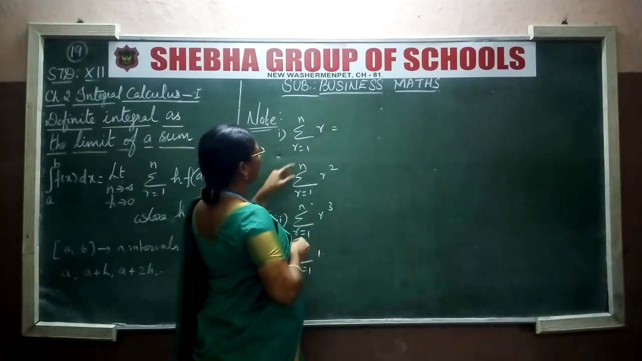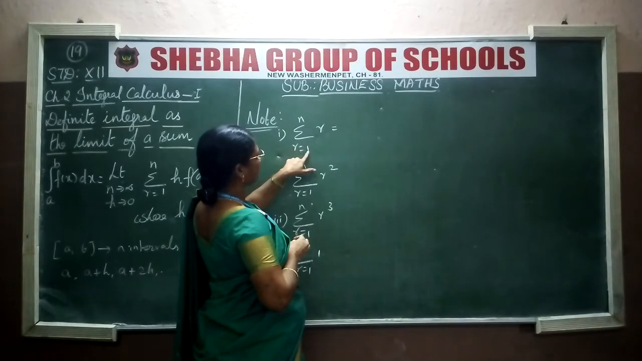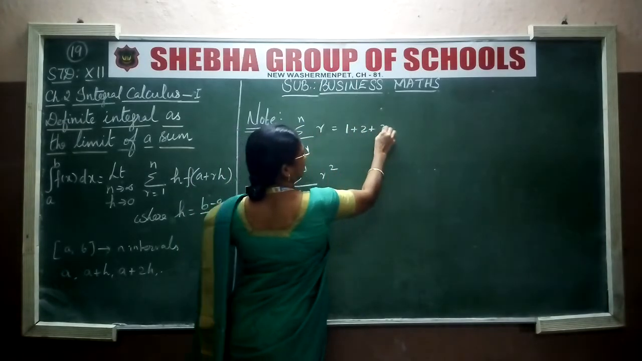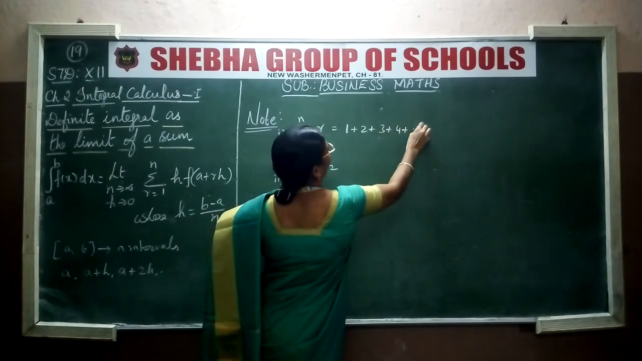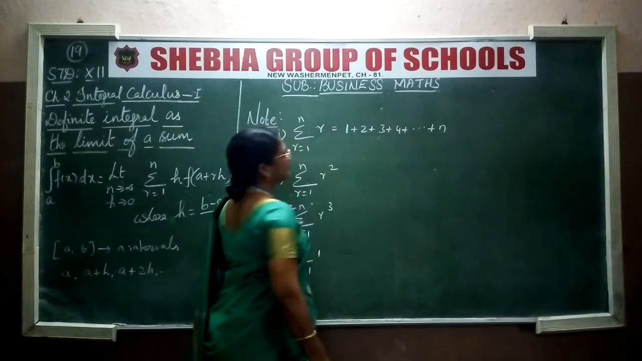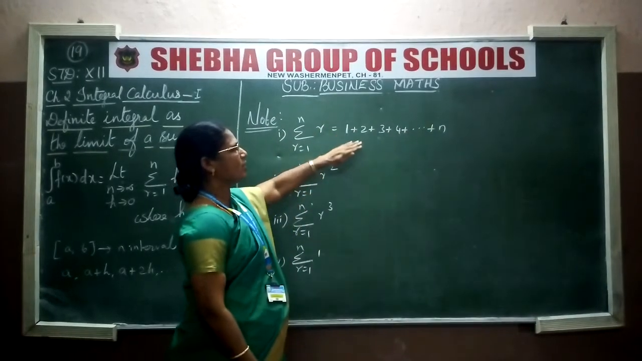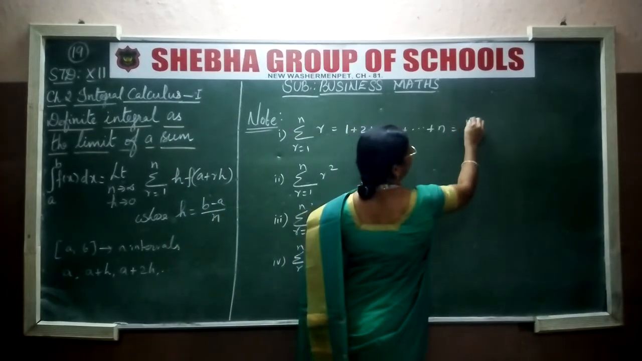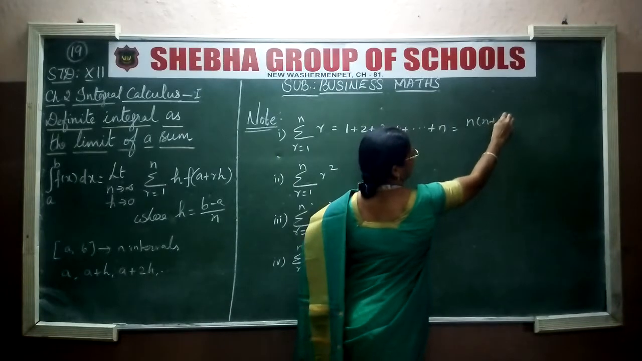Sigma r is equal to, first substitute r equal to 1 to n. So 1 plus 2 plus 3 plus 4 etc. up to n. This is the sum of n natural numbers and we know the formula for this. What is that? n into n plus 1 by 2.